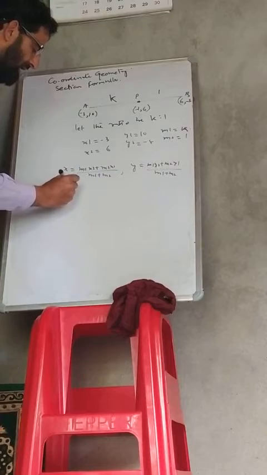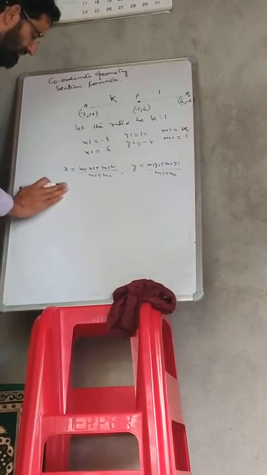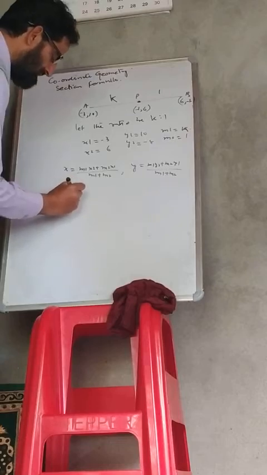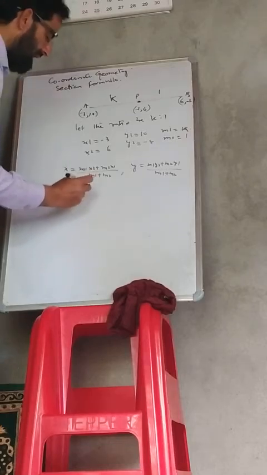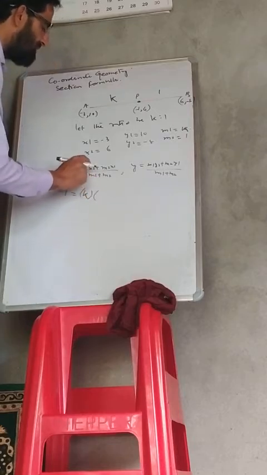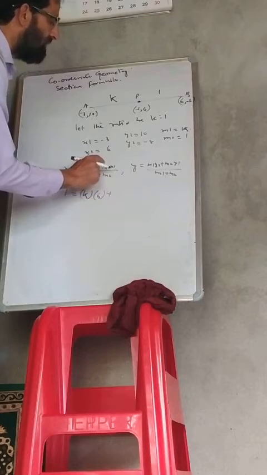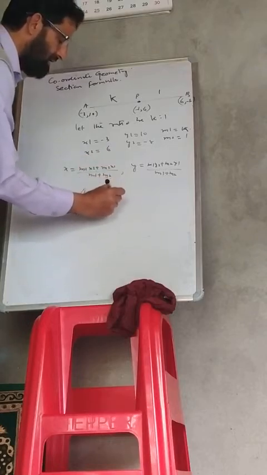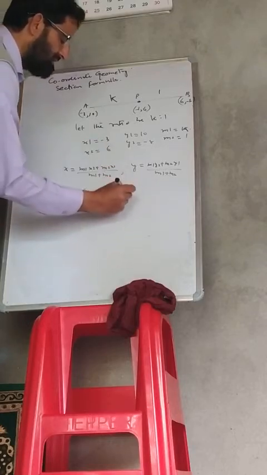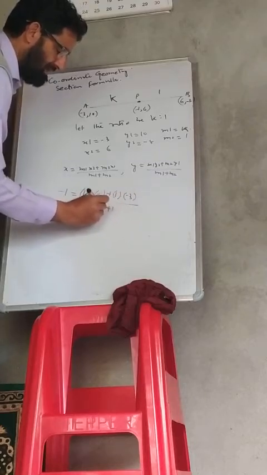So here we go, x is equivalent. So what is x here? It is minus 1. So minus 1 is equivalent to M1, M1 is K, into x2, it is 6, plus M2, what is M2? It is 1, into x1, it is minus 3, divided by K plus 1, because M1 is K and M2 is 1.